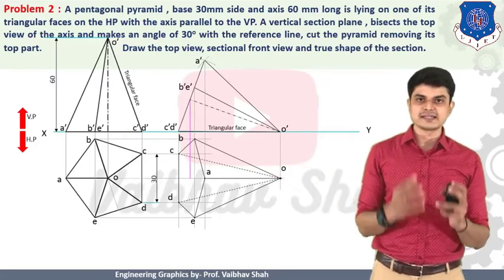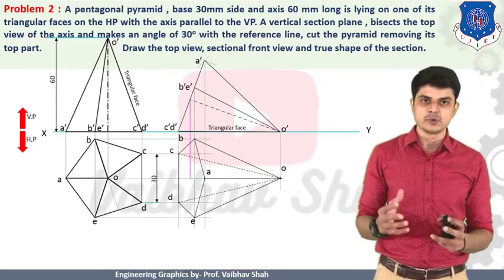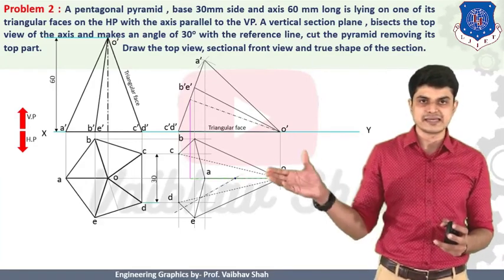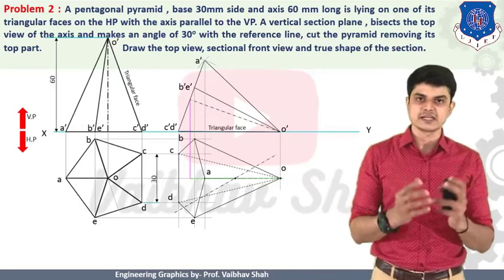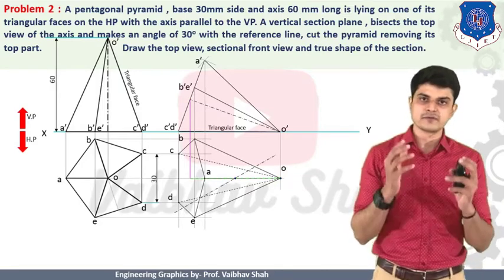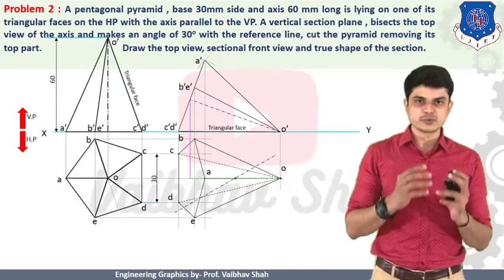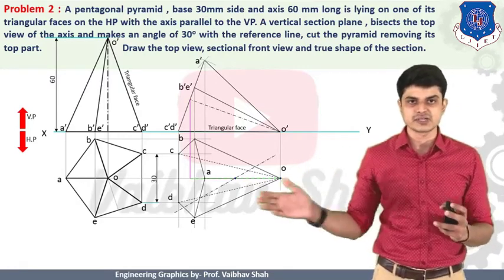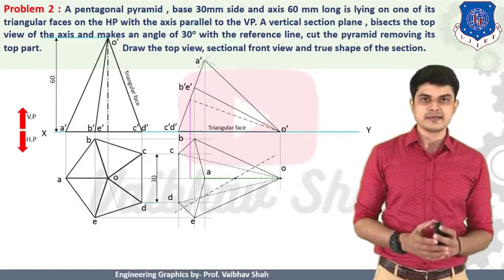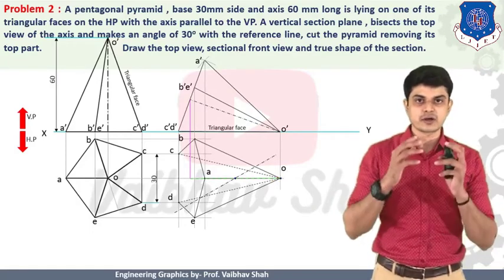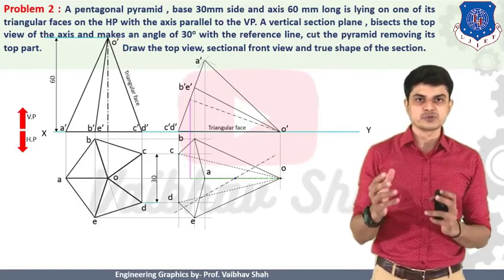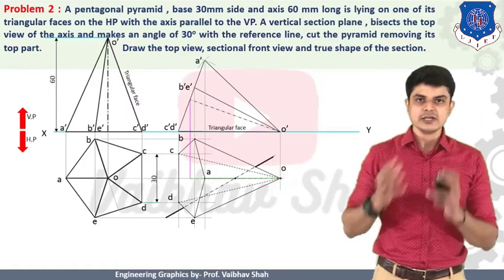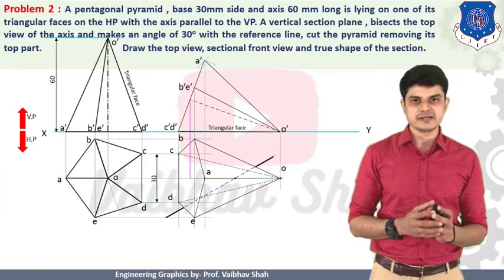And we should bisect this line. So let us find out and show the midpoint of this line like this. This is nothing but the bisecting point of your axis line. From this point, we should construct one line which should be at 30 degrees to the XY line. So we have constructed this line at 30 degrees to the XY line. And this line is nothing but what? Your cutting plane line. We should show this cutting plane line in a special manner by making its end points darker. So this is now our actual cutting plane line.